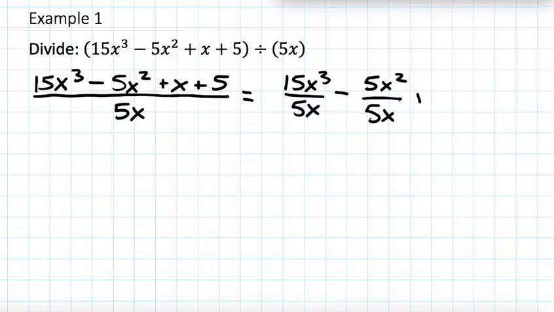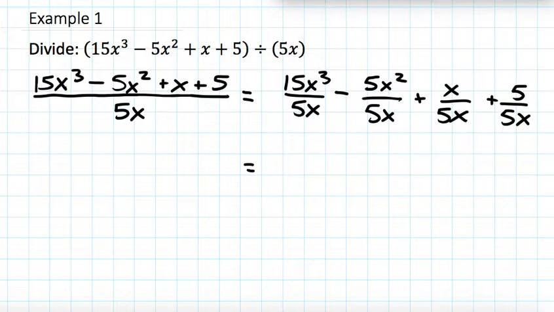And then I'm going to have plus x over 5x, and then it's going to be plus 5 over 5x. Now I go through and just simplify each one separately. So different things are going to cancel from each of these, and that's okay. So start with 15 divided by 5, that's 3. Remember, there's an automatic 1 here. One thing that might be helpful is to just go through and write the ones in each time.